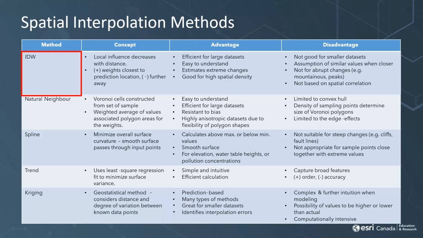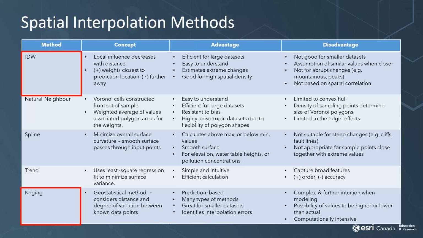IDW increases its distance decay weight when a sample location is relatively close to an unknown location. IDW is one of the most popular as it is efficient for large datasets, it's easy to understand, and it's good for high spatial density. However, it is not good for small datasets. It assumes that closer points have similar values, which is not good for abrupt changes such as mountains and peaks, and is not based on spatial autocorrelation.